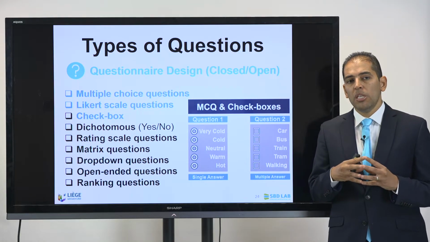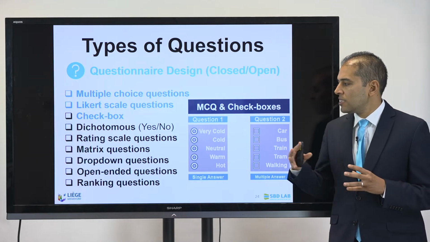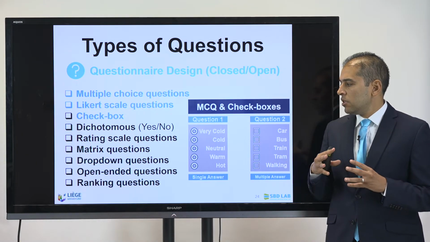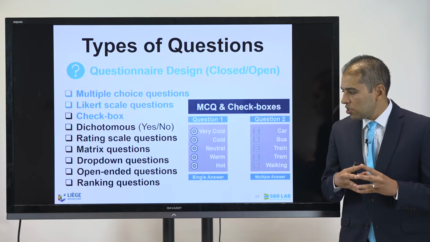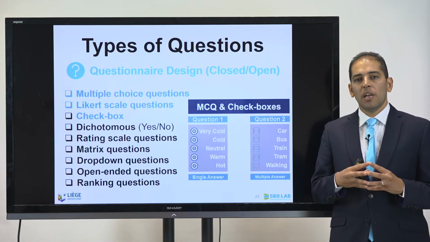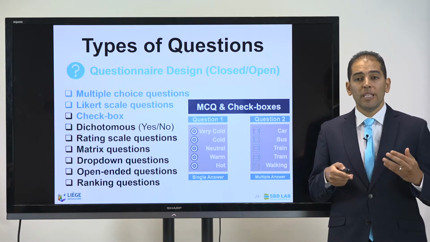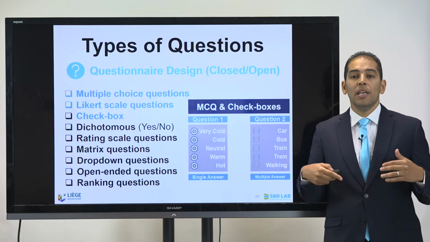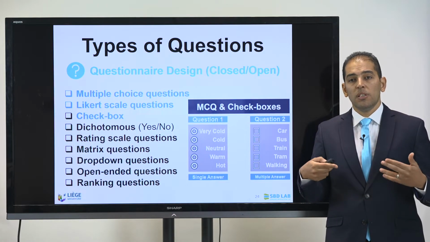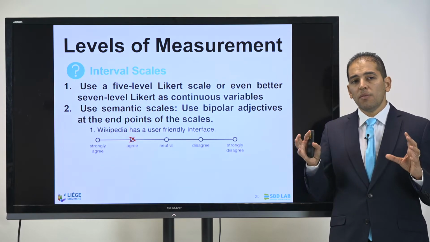But this does not mean that there are no dichotomous questions, rating scale questions, matrix questions, drop-down questions, open-ended questions, and ranking questions. Those are other types of questions that you can use, but still I strongly advise to use the Likert scale questions because they are the best way to generate a data set that can later on be treated and processed for statistical analysis. And this is a very important example.